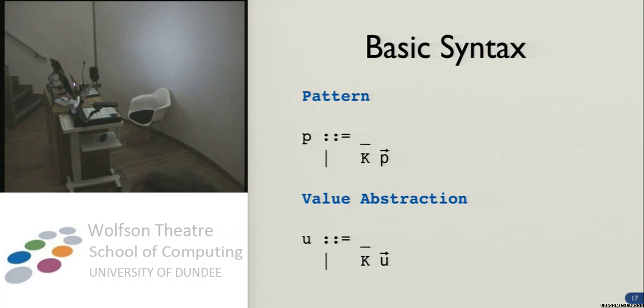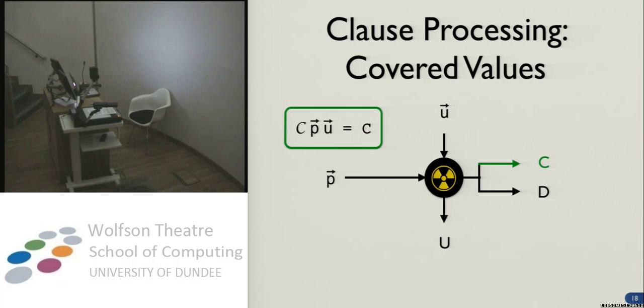So we have in our analysis some basic syntax. This is the syntax for patterns. We have don't care patterns, and we have constructor patterns with some arguments here. And our value abstractions are actually represented in the same way, with underscores for any value and constructors for values that are rooted in this constructor. And I'll show you how we do the analysis for one particular output here for the covered cases.